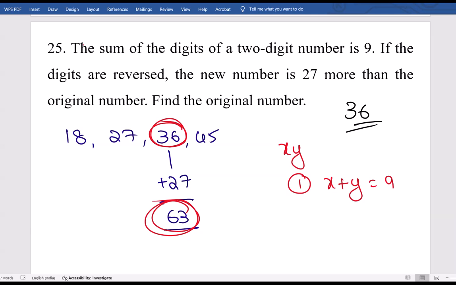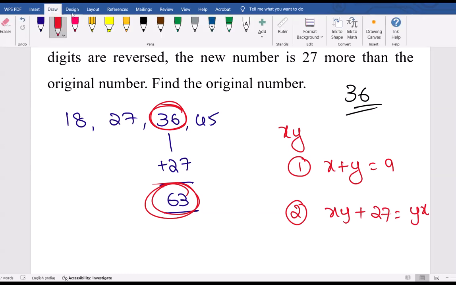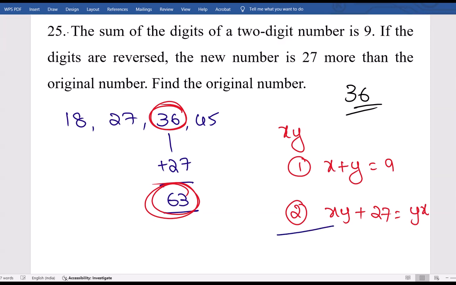What is the next one? For xy, adding 27 should result in the second condition. It should become yx, right? Is this what they're asking? Yes or no? But how to put that in an equation? Listen, this is very important. X is in the tens place here, y is in the units place. Write this as 10x plus y.